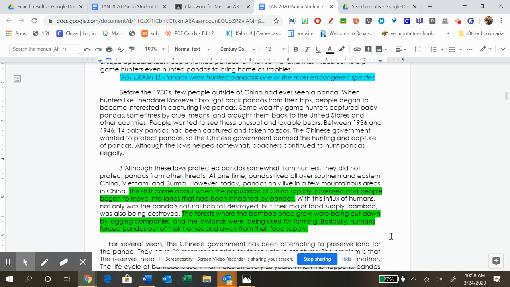I know they did not mention logging companies or the lowlands and all that, so I'm going to include that as one, but I need a second one.